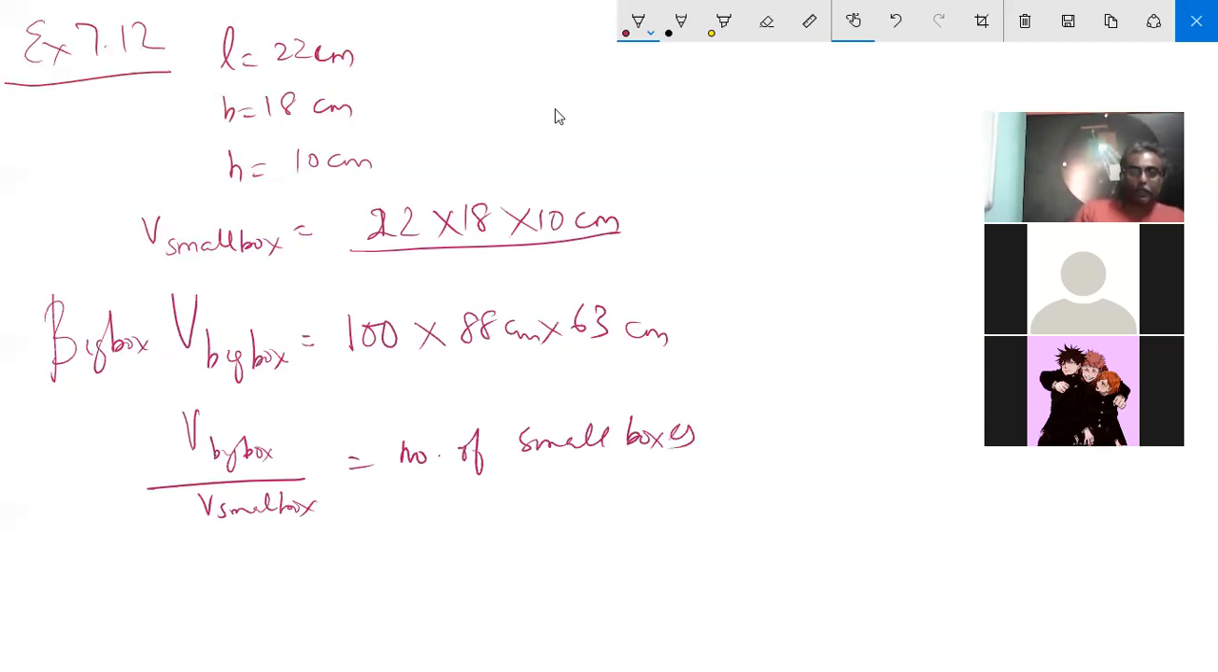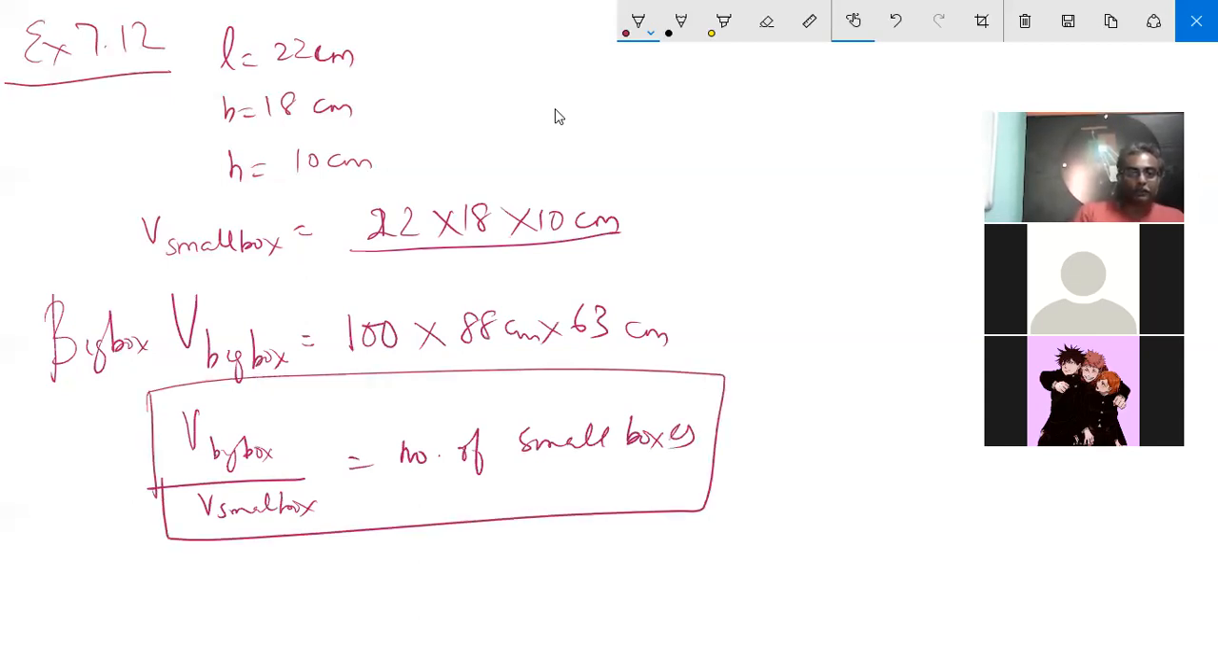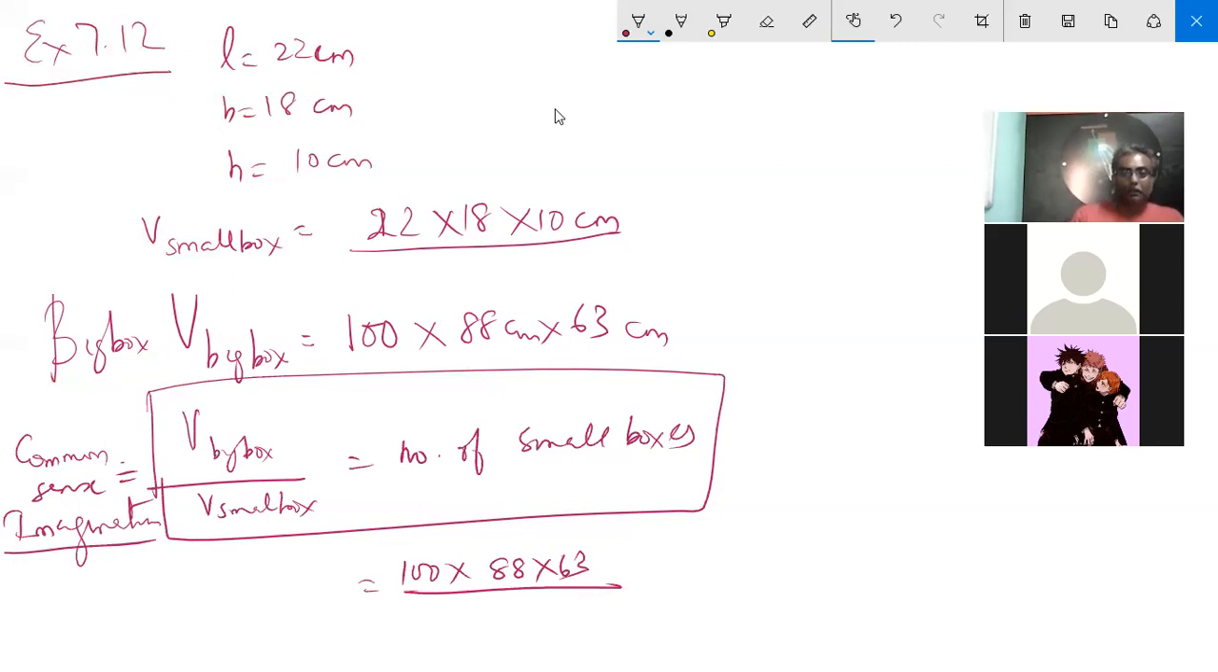That's all. This is the easy way. This is common sense, not a formula. This is where you use your imagination. How many small boxes are going into the big box? How to find that out? Volume of the big box divided by volume of the small box. That means 100 into 88 into 63 divided by 22 into 18 into 10.